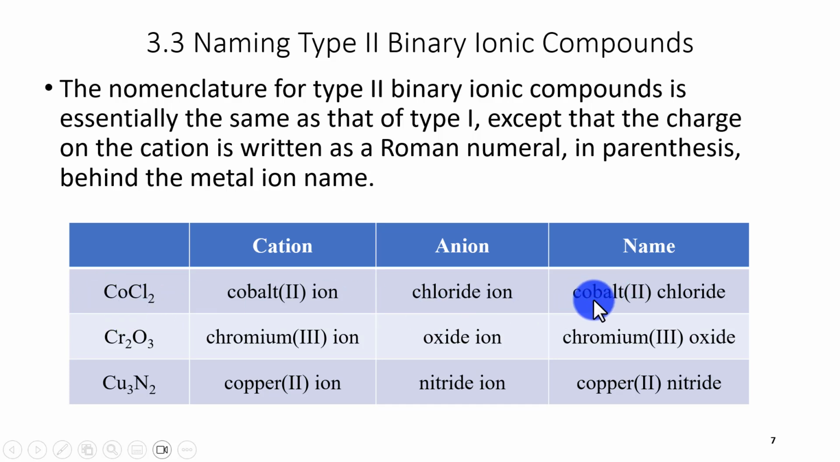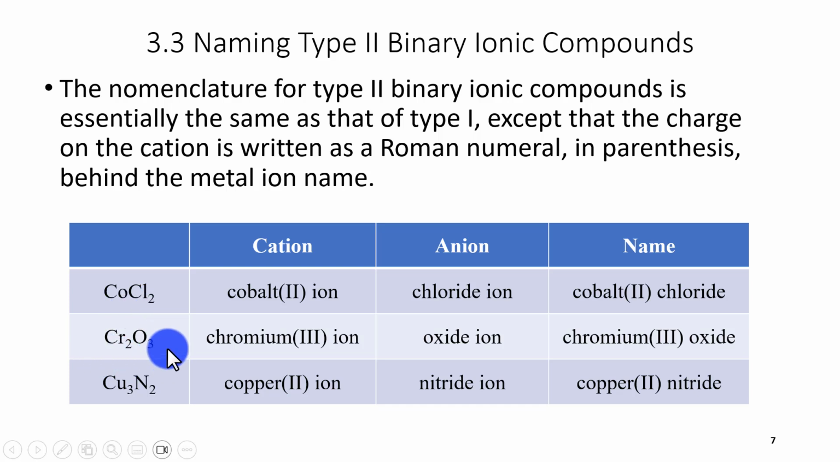We then write the name of the ion, cobalt, followed by the Roman numeral 2 in parentheses, and then I write the name of the anion, which is chloride with an IDE ending. I don't have to specify the charge because chlorine always forms a -1 ion, the chloride ion.